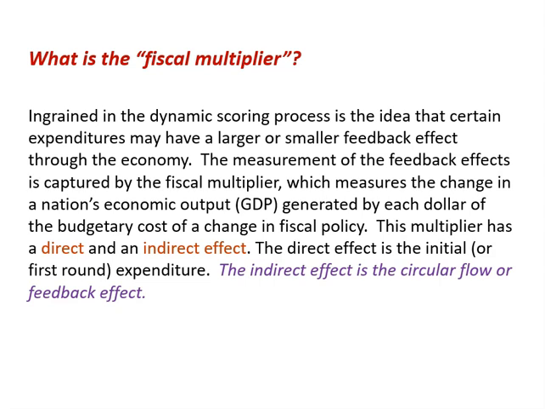A related question is, what is the fiscal multiplier? Ingrained in the dynamic scoring process is the idea that certain expenditures may have a larger, or smaller, feedback effect through the economy. The measurement of the feedback effects is captured by the fiscal multiplier, which measures the change in a nation's economic output, GDP, generated by each dollar of the budgetary cost of a change in fiscal policy. This multiplier has a direct and an indirect effect. The direct effect is the initial, or first round, expenditure. The indirect effect is the circular flow or feedback effect.